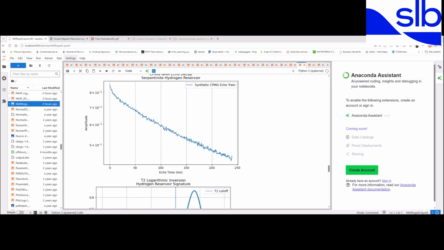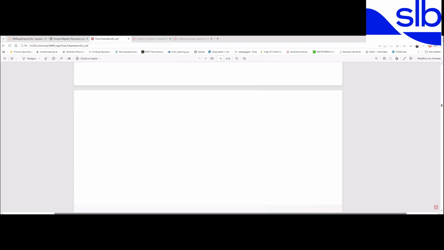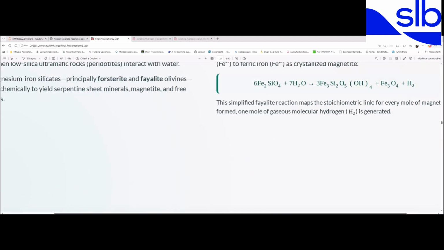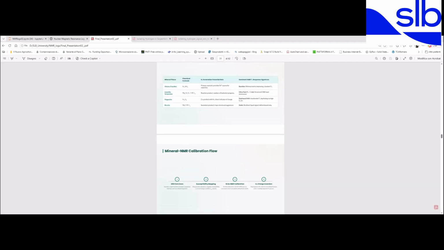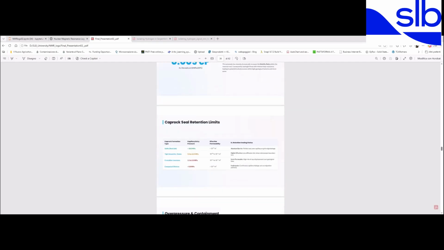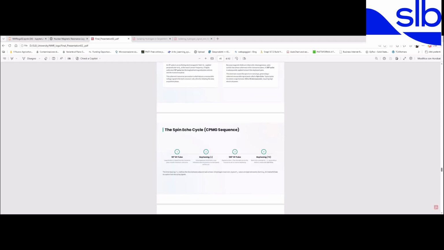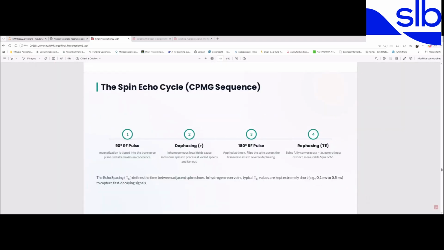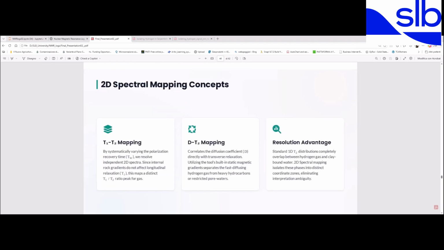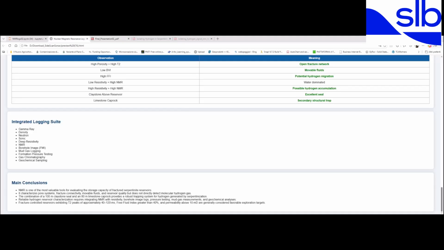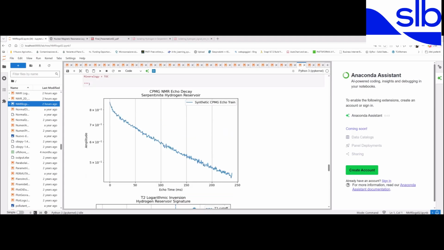If you remember the presentation, when you shift to this T2 measurement system with a 180 degree RF pulse, the time flips the spin across the transverse axis to reverse the phasing. So it's effectively the sound of hydrogen.